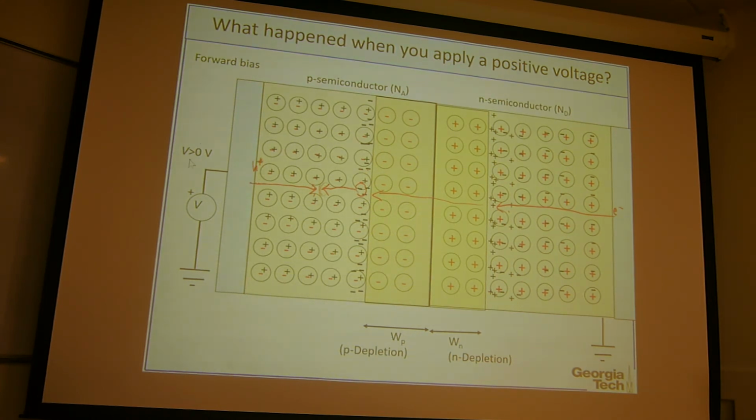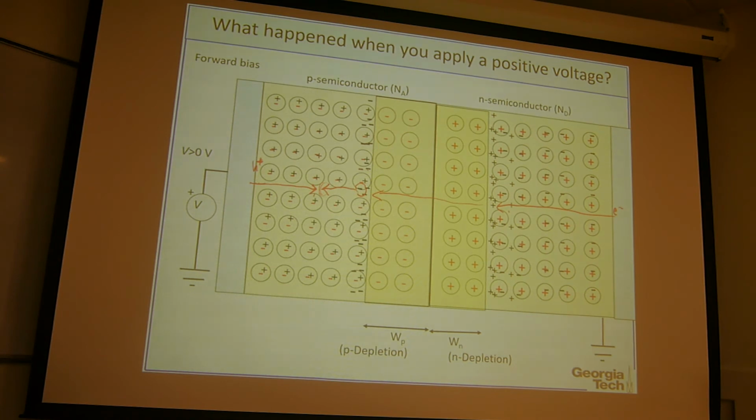This hole is a majority carrier in the p-type, and the electron is a minority carrier in the p-type. So they will meet somewhere here and recombine. But from the current point of view, this is continuous. The current can be either carried by electron flow from the right to the left, or by the hole from the left to the right. But the current will be continuous.